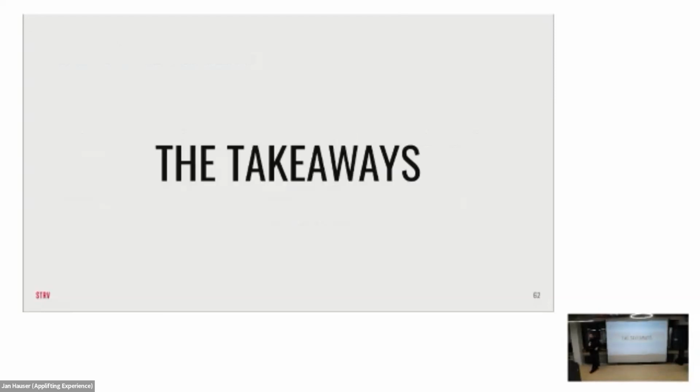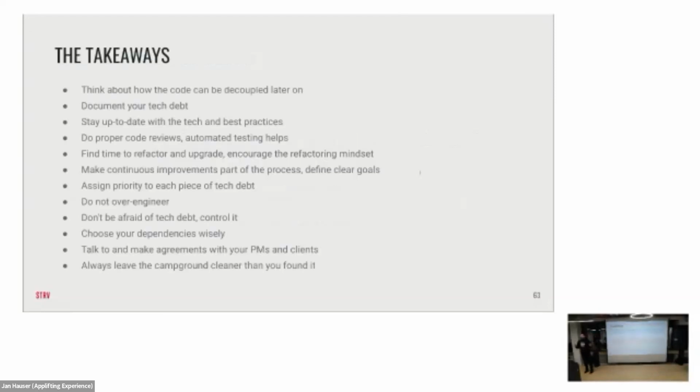So the takeaways here. Think about how the code can be decoupled later on. Document your tech debt. Stay up to date with the tech and the best practices. Do proper code reviews, and automated testing really helps. Find time to refactor. Find time to upgrade, encourage the refactoring mindset. It needs to be in every engineering department. It needs to exist and be supported by the management.